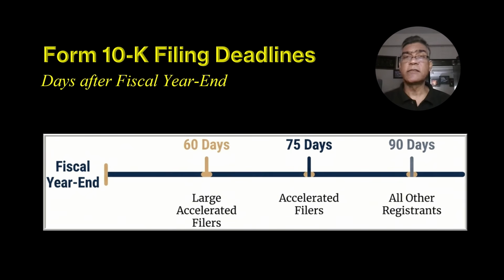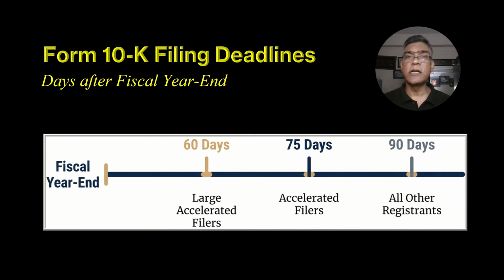Accelerated filers get 75 days, a bit more breathing room, but still under pressure to maintain investor confidence. And all other registered smaller or newly public entities have 90 days to file. Why do you think the SEC gives smaller companies more time? It's about balancing transparency with practicality, ensuring every registrant can meet disclosure standards without compromising accuracy.